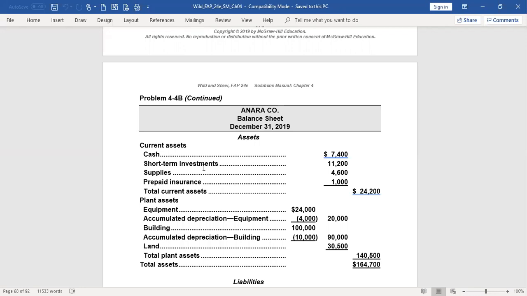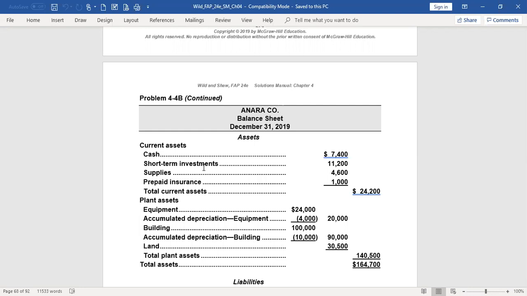Supplies are always bought to be used up very quickly. If you have somebody buy a whole bunch of supplies and they sit in that closet for more than a year, you need to find someone new to buy supplies. Because supplies sitting in a closet is wasted money. Okay, we want our money working for us. So total current assets, in this case, $24,200.